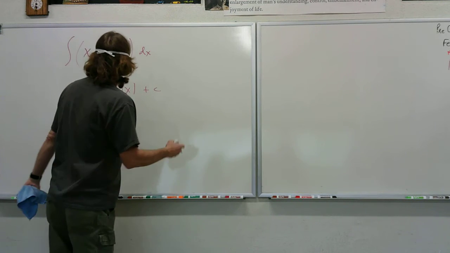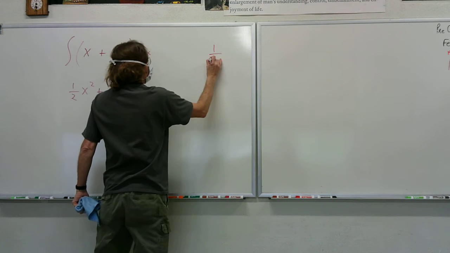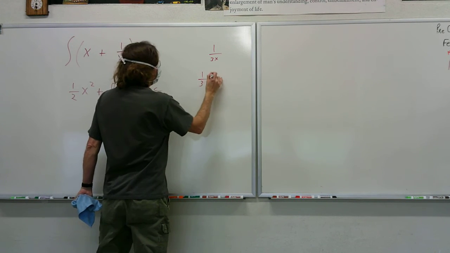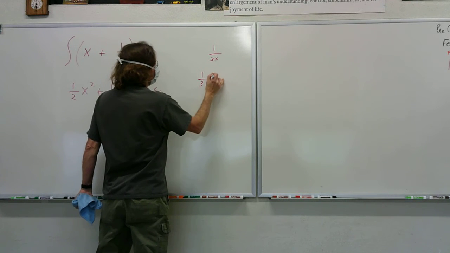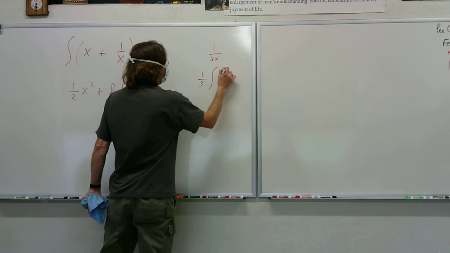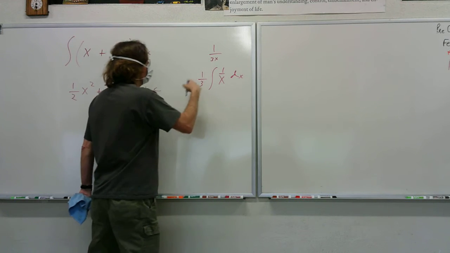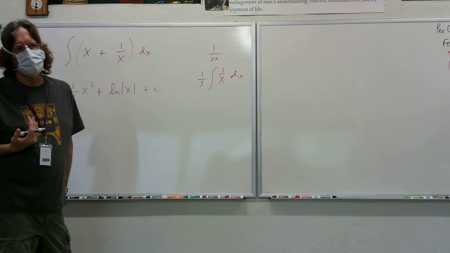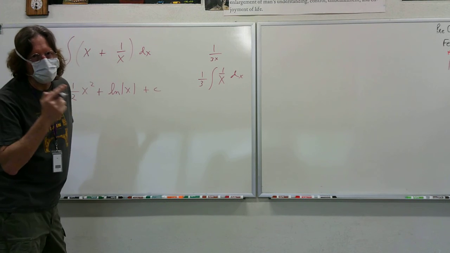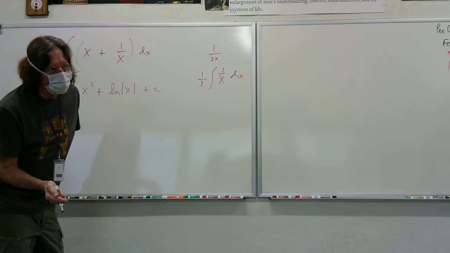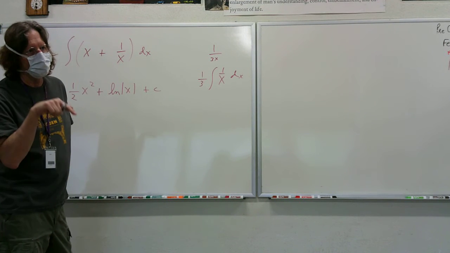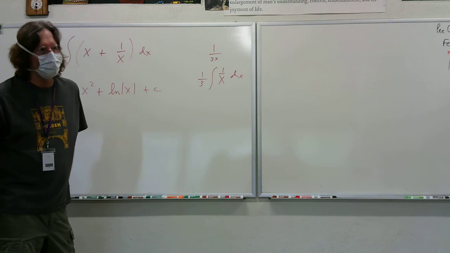Okay, so say you had 1 over 3x, right? Yes. Okay, 1/3 times the integral of 1 over x dx. Just move the 1/3 out front. You remember, you can always move a constant out front. You can't move a variable out front. You can put a constant out front, but you can't put a what? Variable out front.